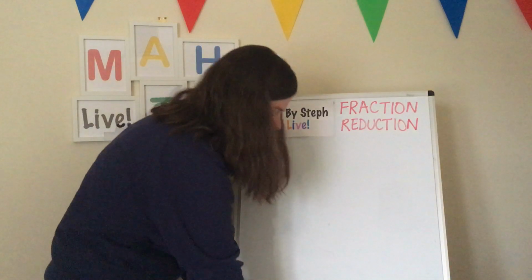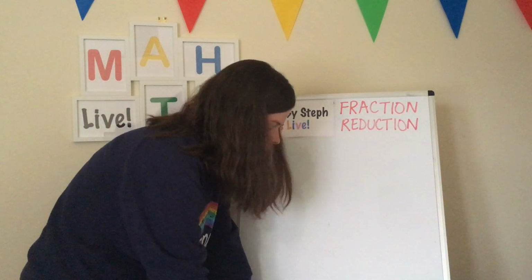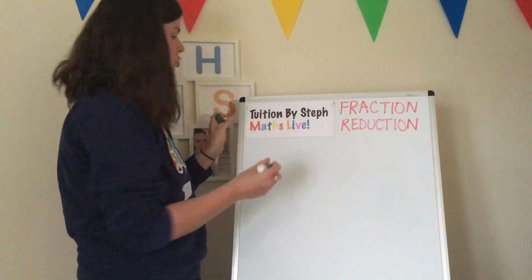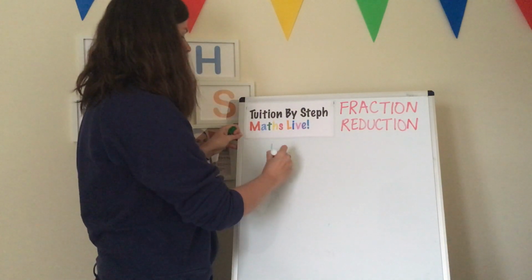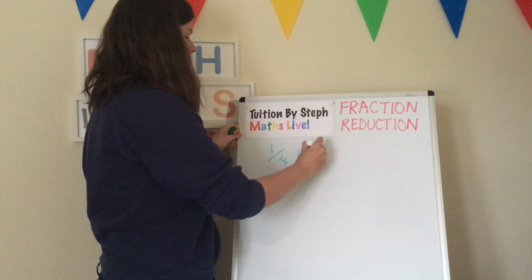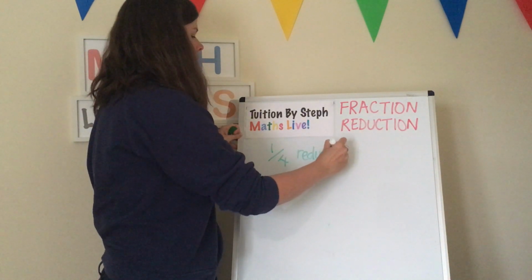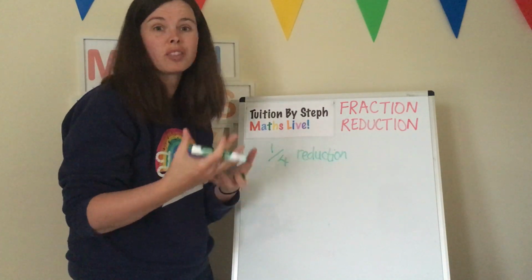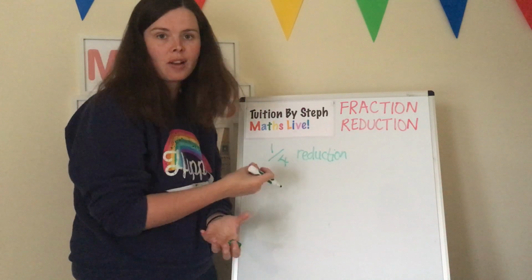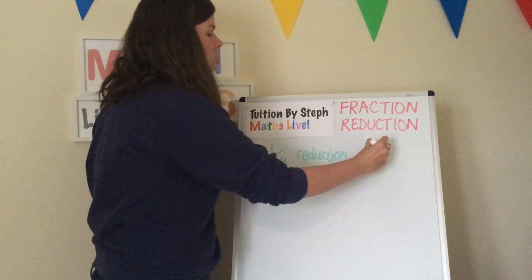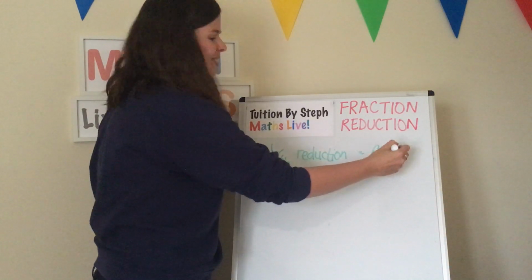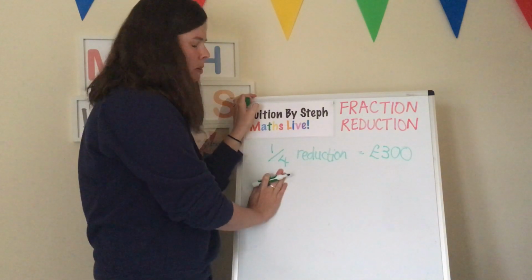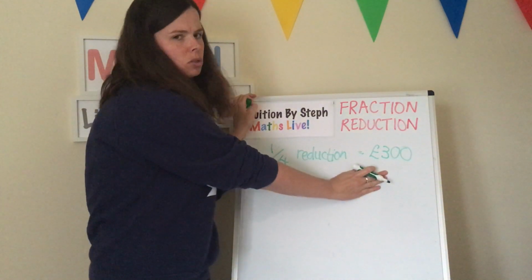I'll give you an example. You are told that the cost of a PlayStation is reduced by 1/4. So a 1/4 reduction, it's in the sale, and this PlayStation has a 1/4 off, a percentage off, that'll be 25%, but we're working with fractions, and the new price is £300. Still expensive, but the new price for this PlayStation is £300. So if it's been reduced by 1/4, what was the original cost?